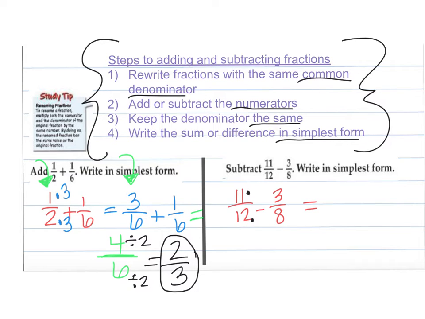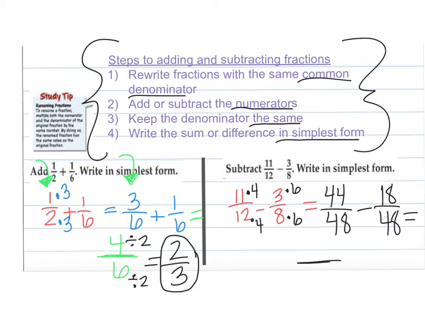So then I asked myself, okay, 12 times 4 is 48. So I have to do the same on that numerator. And then I know 8 times 6 is 48. So then on my numerator up here, I do it times 6 also. So then I'm going to rewrite this so that I can keep it nice and neat and organized. 44/48 minus 18/48. Then I keep my denominator the same. So I do 44 minus 18 is 26.